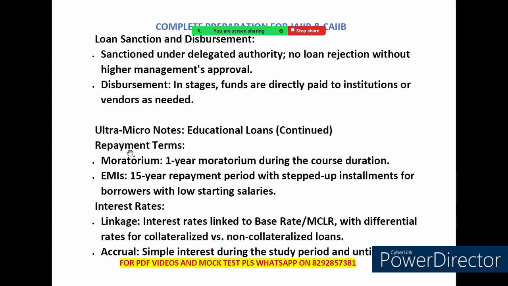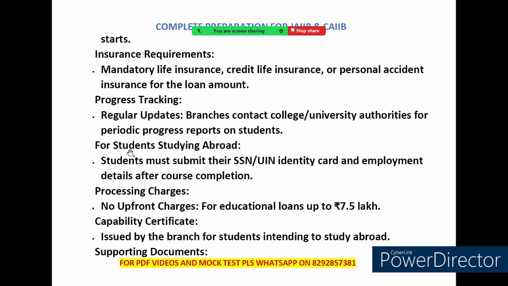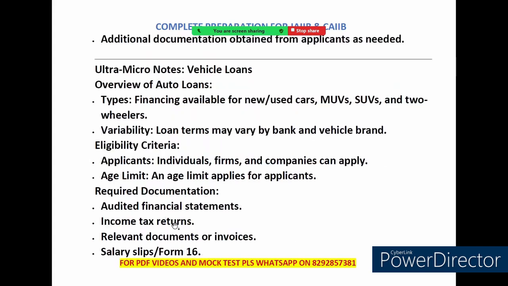And then we discuss insurance. A student must have life or accidental insurance for the loan. Progress tracking means the bank keeps in touch with the college to track the student's progress. A student studying abroad must provide ID and job details. If we talk about processing charge, there is no upfront charge for education loan up to 7.5 lakh issued by a branch for a student intending to study abroad.